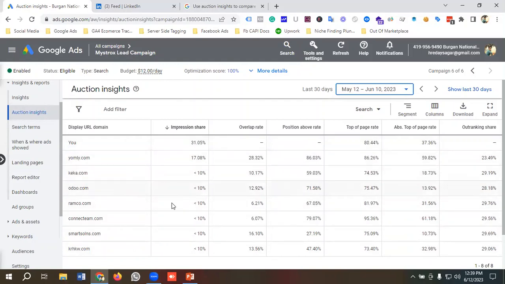So hopefully you have a clear understanding of auction insights reports in Google Ads.